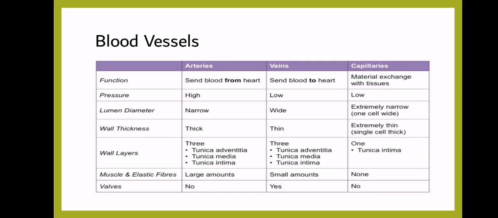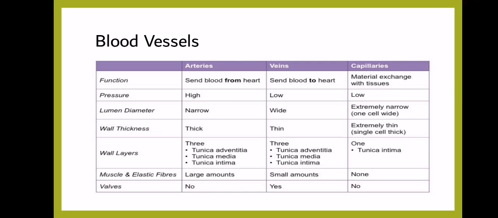Now for wall layers, in arteries and veins there are 3 layers each, whereas in capillaries only one layer, the tunica intima, is present. As far as the arteries and veins are concerned, they consist of 2 extra layers known as tunica media and tunica adventitia.